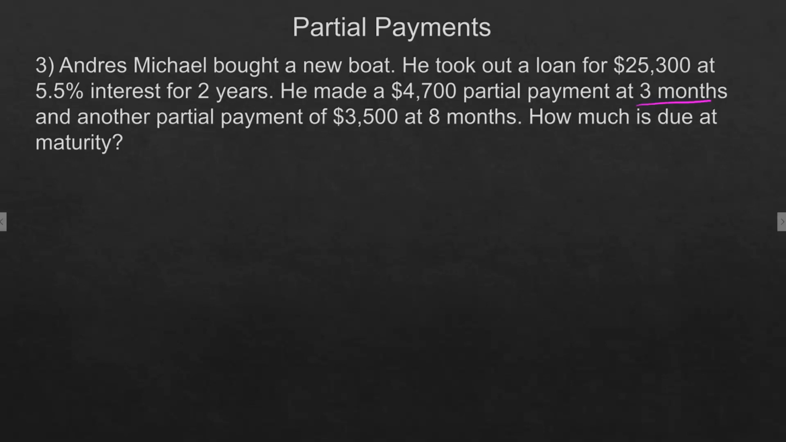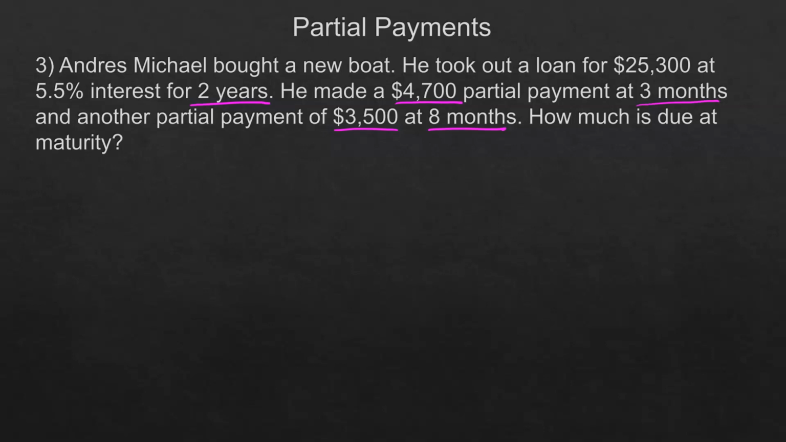I'm going to start underlining some things. And another partial payment of $3,500 at 8 months. How much is due at maturity? So at the end of the 2 years, and that's also an important part of this that we'll have to use before we finish this problem.